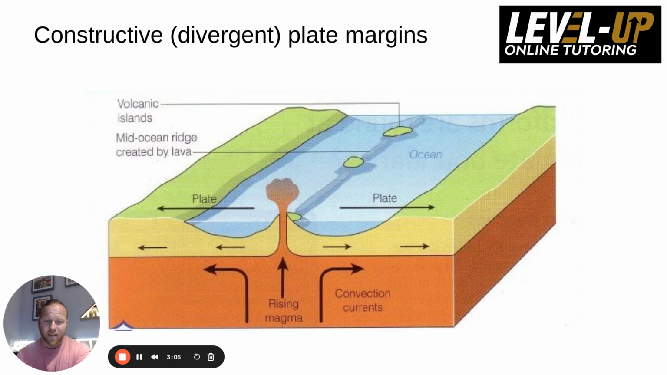They're not as destructive. This is what's going on in Iceland right now, because as the Eurasian plate and the North American plate are moving apart at a rate of 3 centimeters a year, that's causing the magma to rise up through the gap.